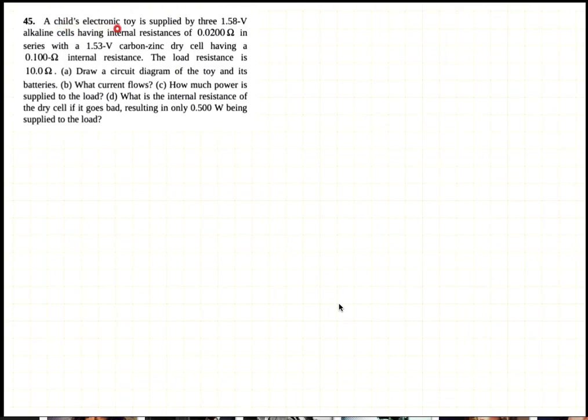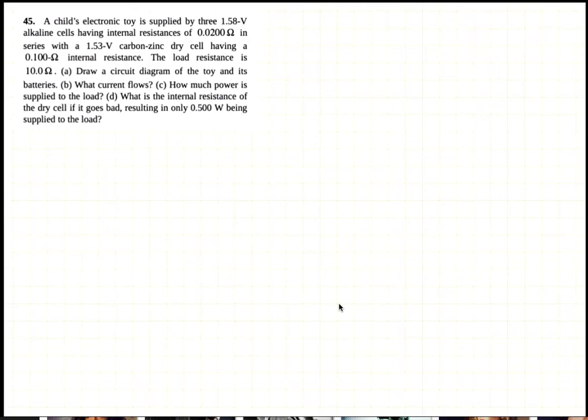This problem says a child's electronic toy is supplied by three 1.5 volt alkaline cells having internal resistances of 0.02 ohms in series with a 1.53 volt carbon zinc dry cell having a 0.1 ohm internal resistance. The load resistance is 10 ohms. Draw a circuit diagram of the toy and its batteries.